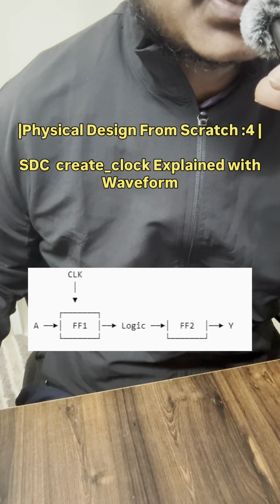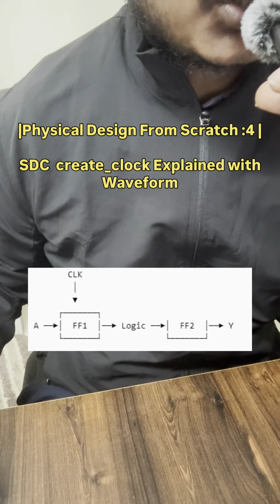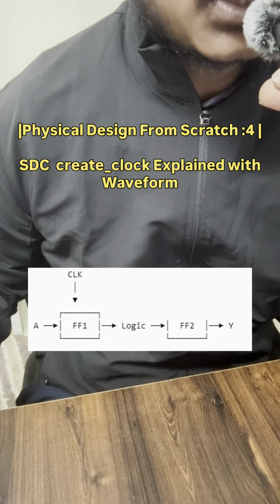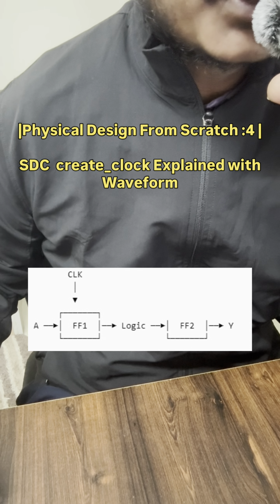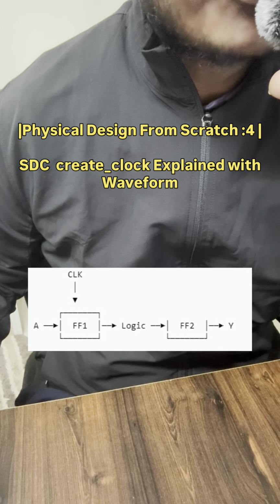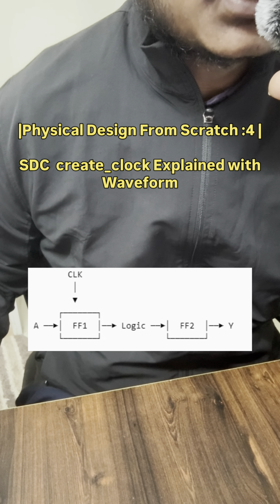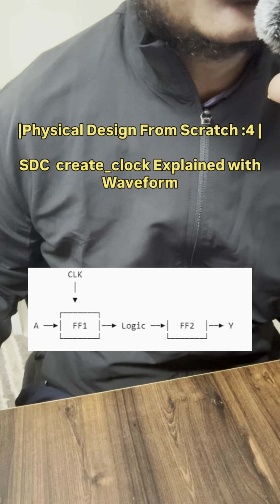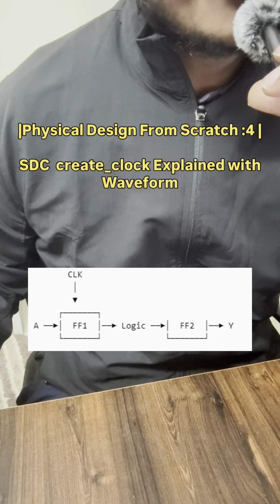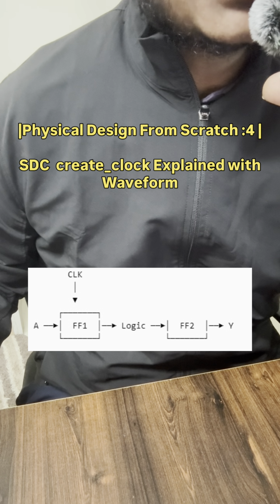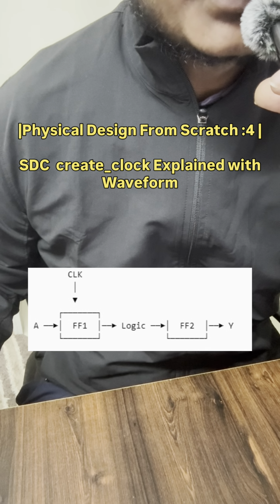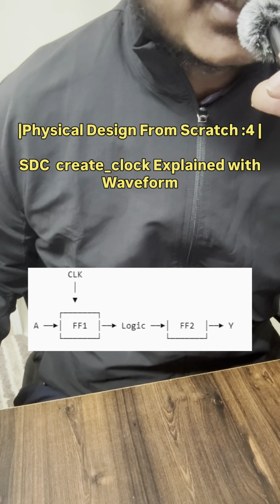Imagine a simple synchronous circuit where flip-flop 1 launches the data, combinational logic processes the data, and flip-flop 2 captures the data. The STA tool must check whether the data can travel from flip-flop 1 to flip-flop 2 within one clock period. To do this analysis, the tool must know the clock period, which we define using create_clock.